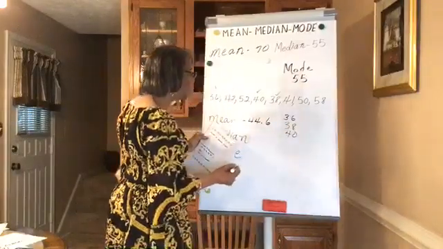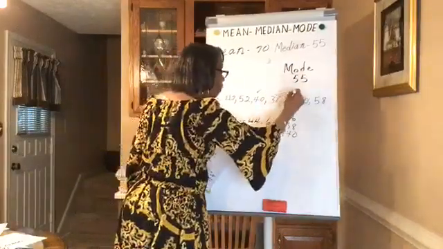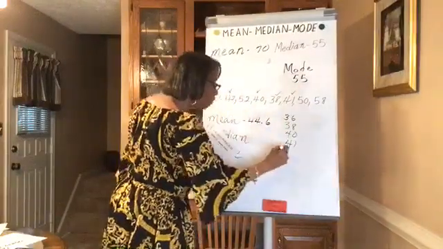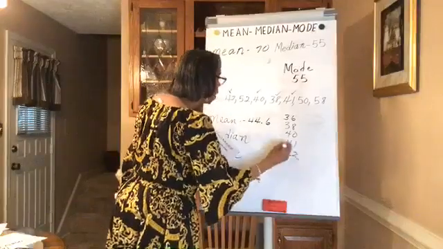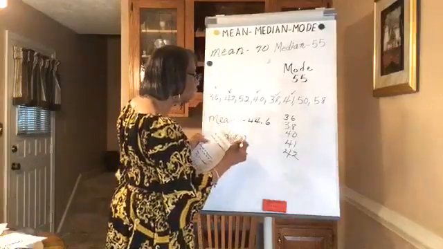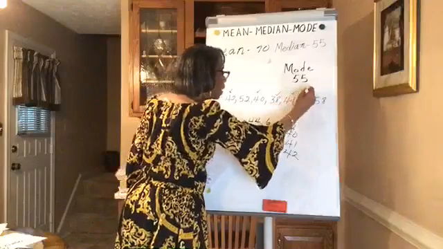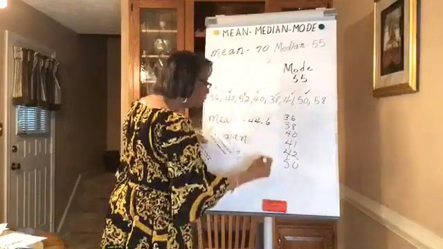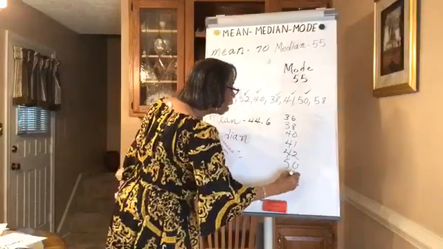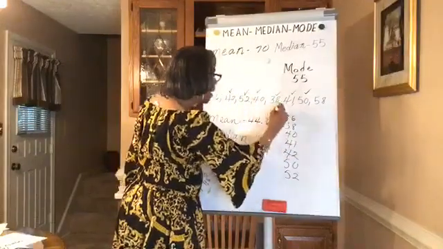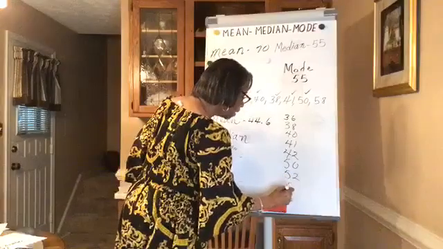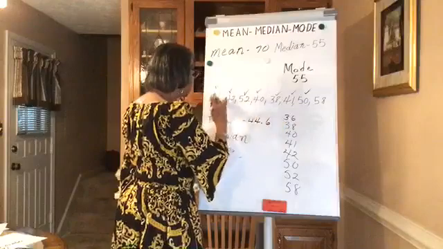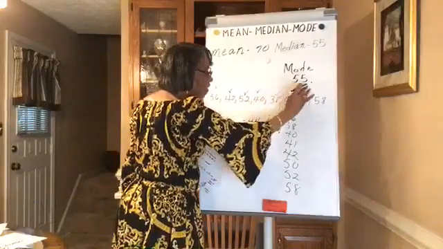All right, I'm modeling what you are to do. 41. 42. Okay. 50. 52. And 58. Okay, 1, 2, 3, 4, 5, 6, 7, 8.